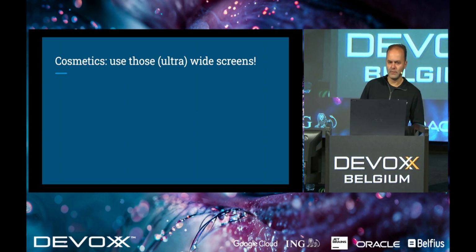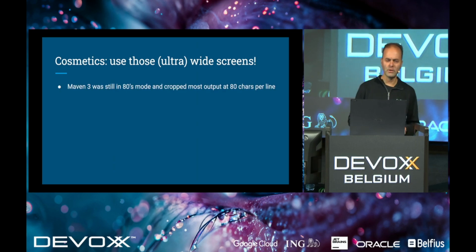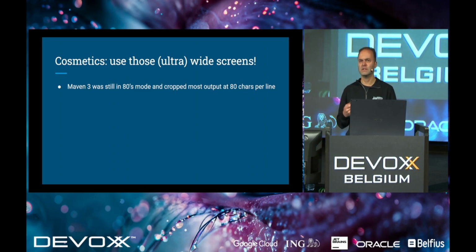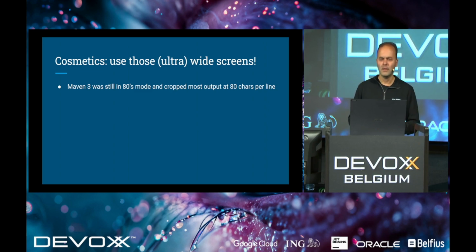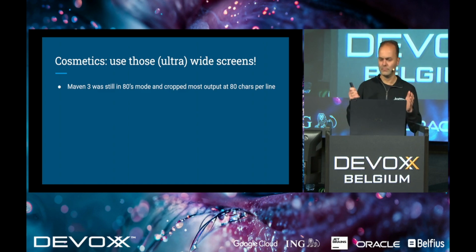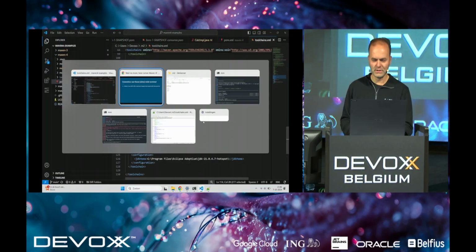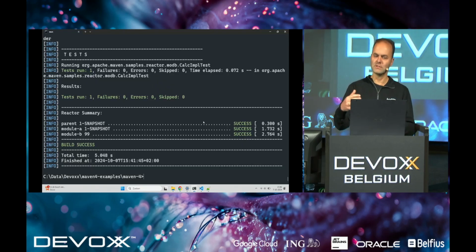Then we have a few cosmetic things, and you might already have noticed it, or maybe you did not. Maven 3 was, in a way, a bit partying like it's 1980, also effectively limiting the output to 80 characters per line. I don't know about you, but my screen at home is a little bit bigger. Even my laptop is a little bit bigger than that. The only reason that the difference on this machine is less visible is that we increased the font size here a little bit, but you should still be able to see it.